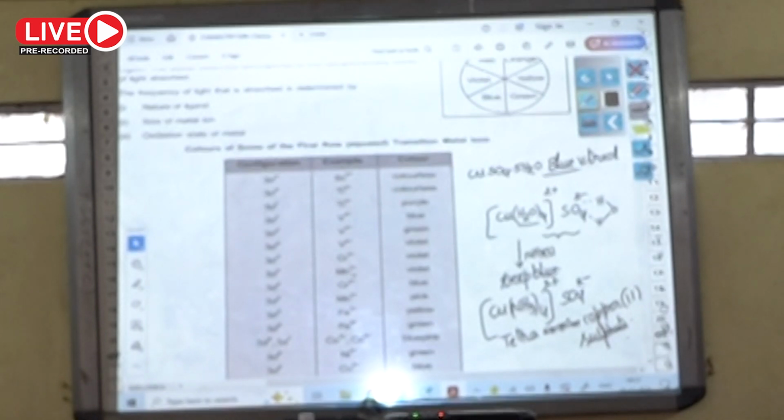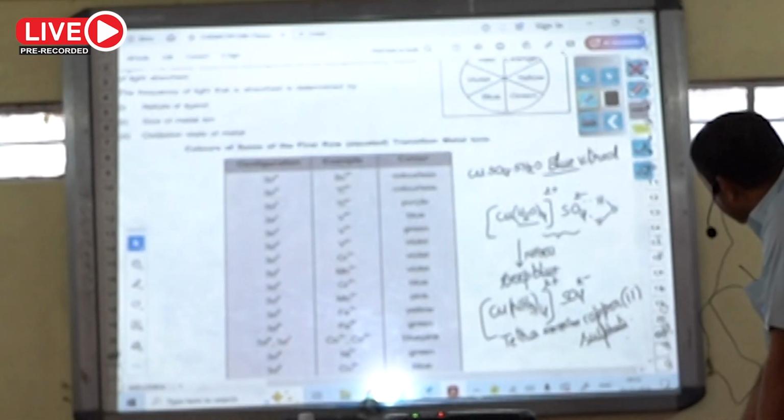So here the important point is why the blue color becomes deep blue: because the weak water molecules, the weak ligands, are replaced by strong ligands. It is a ligand exchange reaction. What is it? Ligand exchange reaction.